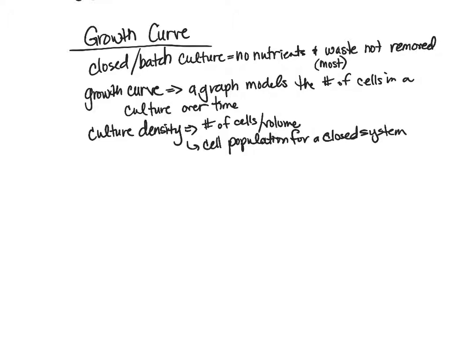Because remember, what we're talking about here is a closed culture, a batch culture, which means that we have a closed system. We're not adding or taking anything away, and so the cell population for a closed system is our culture density, which is the number of cells per volume. If we're taking the entire volume, we can calculate the culture density at any point in the process, and that's going to be the number of cells per volume. We'll take a look at how we can measure those things in just a little bit.